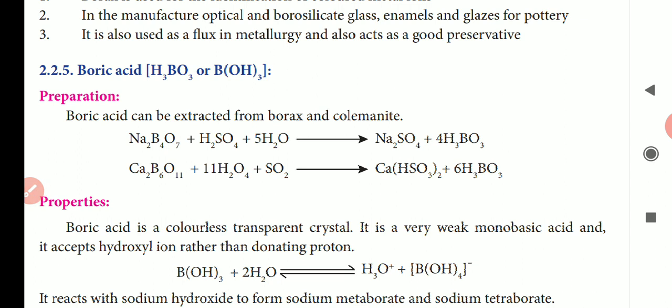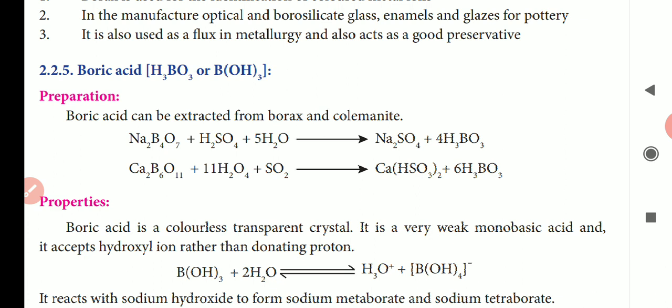It is a very weak monobasic acid, and it accepts hydroxide ions rather than donating protons. What is an acid? A proton donor or OH minus ion acceptor is called an acid. Here boric acid does not produce a proton, but it can accept OH minus ions, so it is called an acid. It cannot donate a proton, but it can accept OH minus ions.